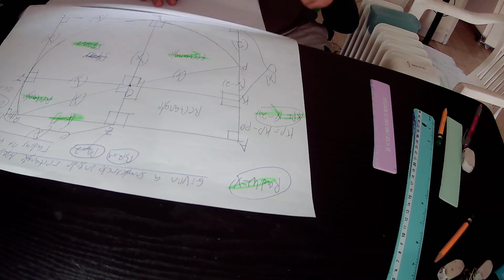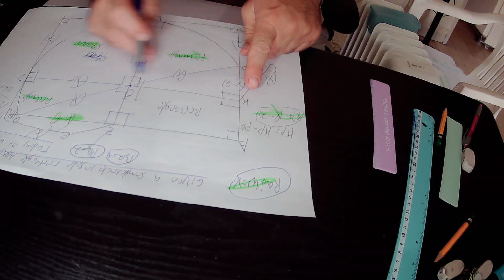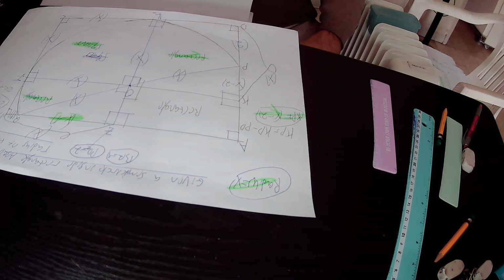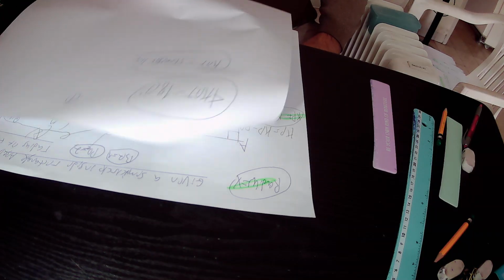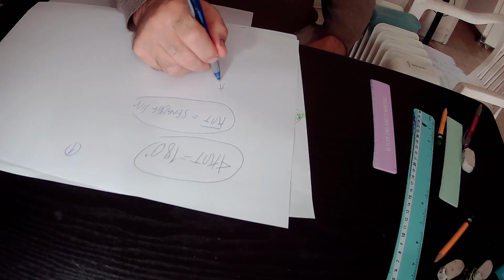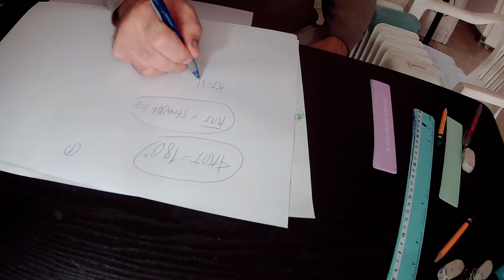So if line segment KOT is a straight line, then KT is also a straight line.